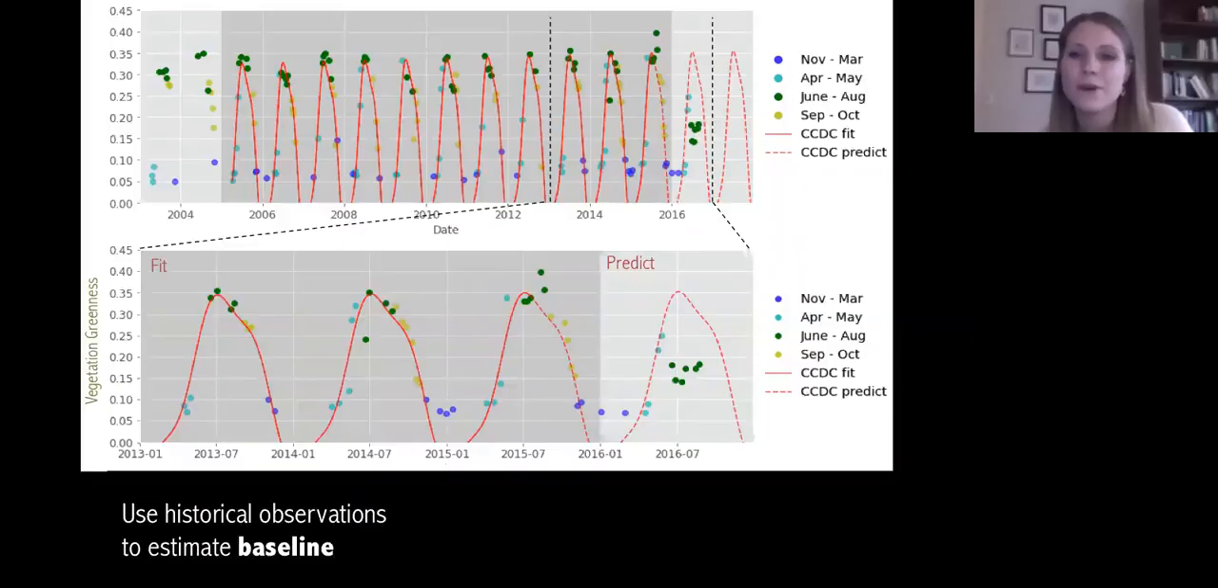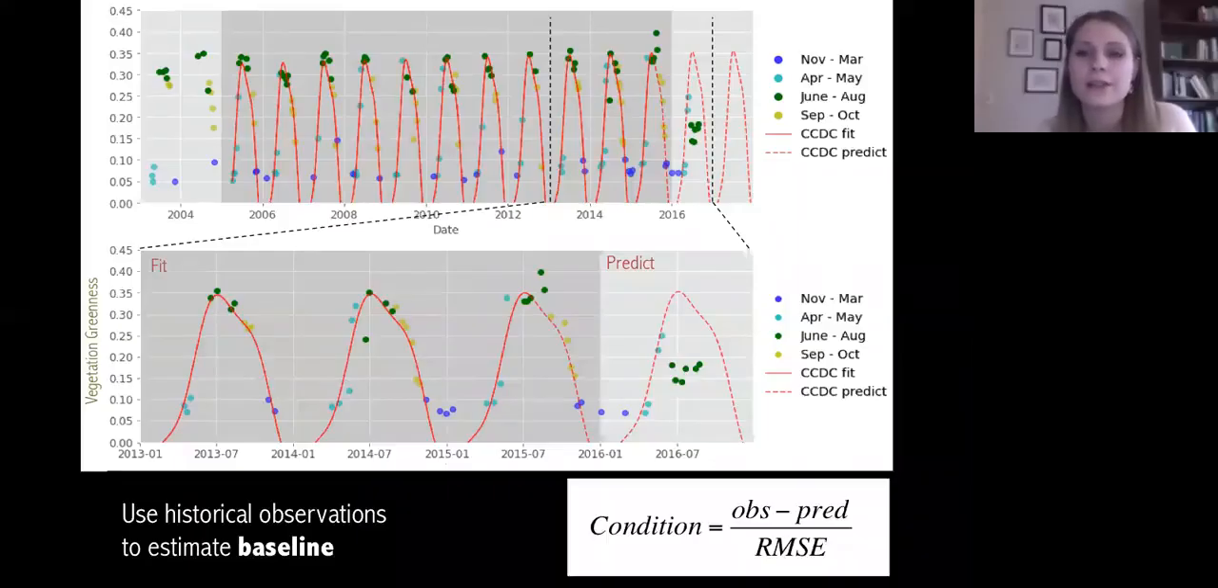But then going forward into 2016, all of those green points are well below where we would have expected this metric of vegetation greenness to fall. And so by looking at the difference between our observed data points and what we would have predicted from the model, normalizing out for some of the noise we expect in remote sensing observations, we come up with this estimate of condition that we can apply in a couple of different ways.